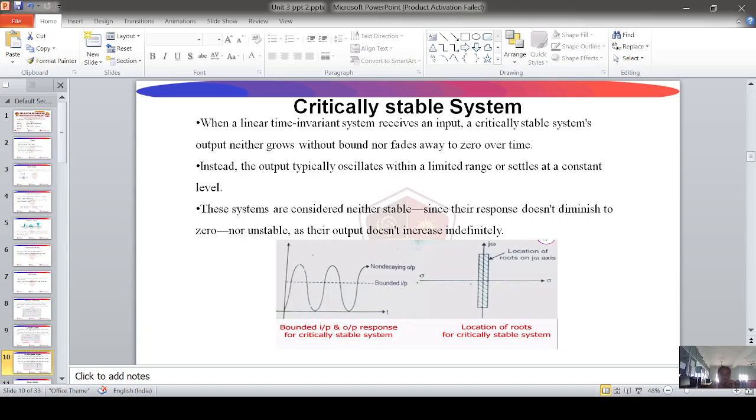Then critically stable system. When a linear time invariant system receives an input, a critically stable system's output neither grows without bound nor fades away to zero over time. Instead, the output typically oscillates within a limited range or settles at a constant level. These systems are considered neither stable, since their response does not diminish to zero, nor unstable, as their output does not increase indefinitely.